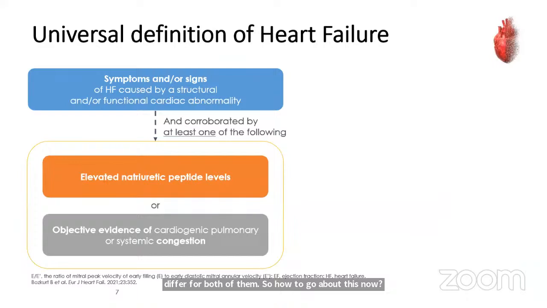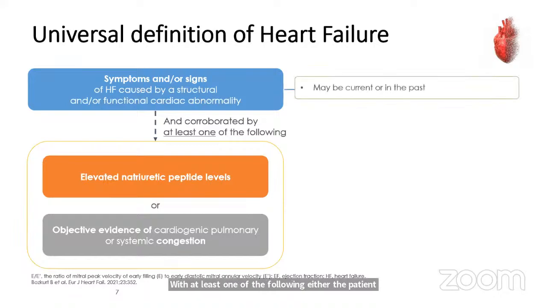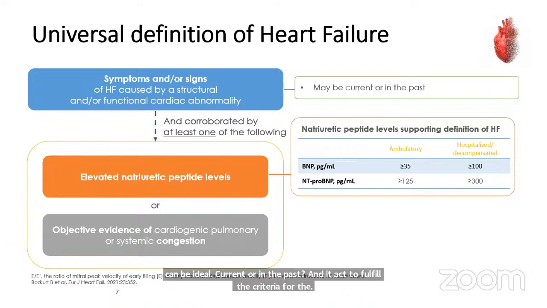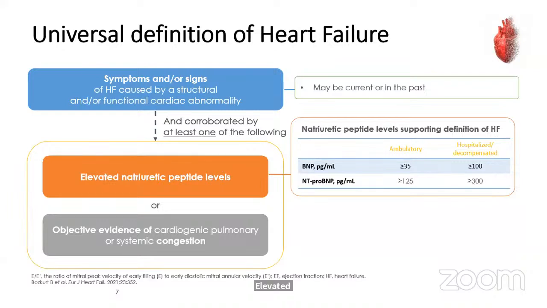Before we go to the treatment of the two patients, I would like to introduce the universal definition of heart failure. I'm sure all of you know about this, just as a reminder of what the heart failure definition is all about. To define heart failure, the patient should have symptoms and/or signs of heart failure caused by a structural and/or functional cardiac abnormality, with at least one of the following. Either the patient should have an elevated natriuretic peptide level, or objective evidence of cardiogenic pulmonary or systemic congestion. This can be either current or in the past, and it has to fulfill the criteria for elevated natriuretic peptide level, where for ambulatory patients it must be more than 125, and for hospitalized and decompensated patients it must be more than 300.